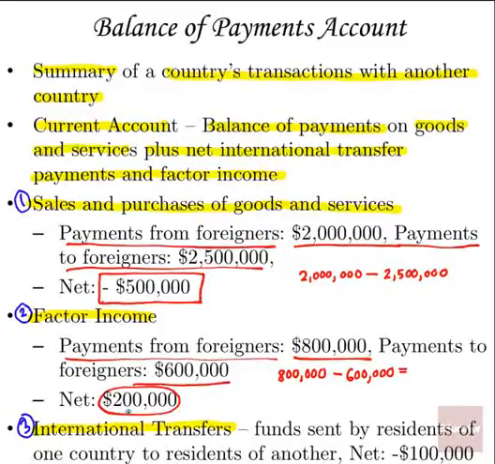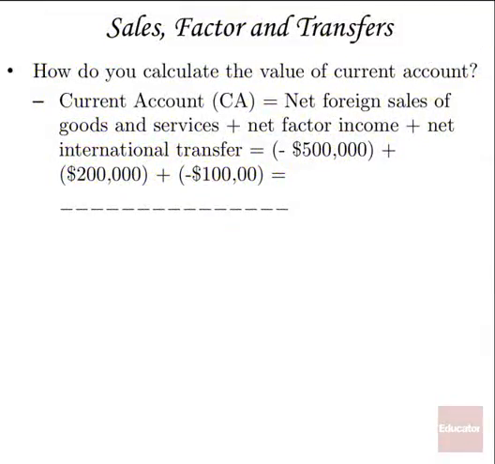And then the final one is probably going to be the one that you're not going to get the most data available and probably not the most significant, but there's also international transfers. So these are funds that are sent by residents of one country to residents of another. And let's just say that there was a net $100,000 that flowed out of the country. So you have negative 500,000, and then you have positive 200,000, and then you have negative 100,000 in this particular country here.